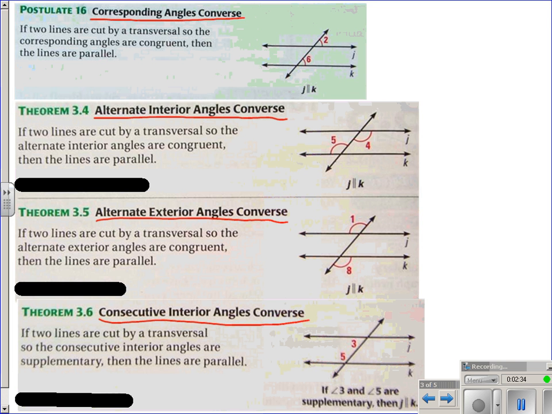Again, the whole idea here is this. Let's just look at the second one here for alternate interior angles. The idea is if you have angle 5 congruent to angle 4, 5 and 4 being in the alternate interior angle position, if those angles are congruent, then line J is parallel to line K. That's what these statements are saying.